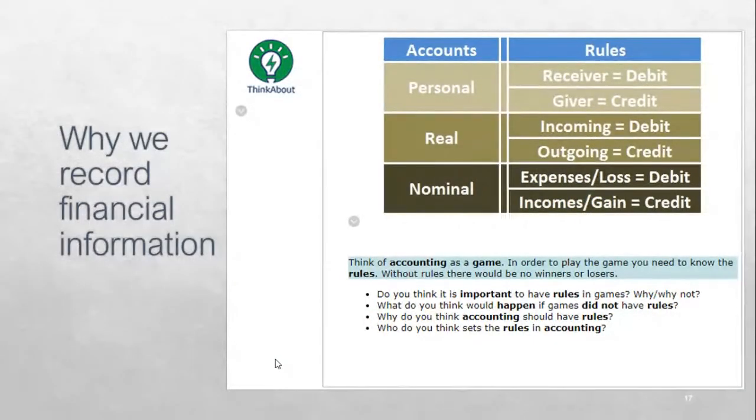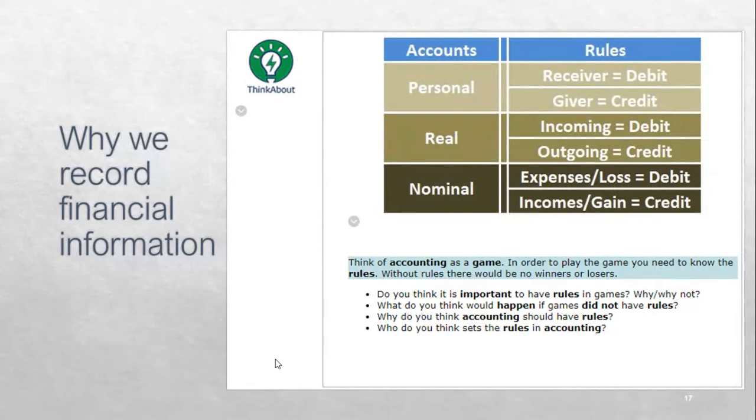Now, why do we actually record financial information? What you can see here, you have accounts: personal accounts, real accounts, nominal accounts. With personal accounts, if you're a receiver, you debit it, and if you're a giver, you credit it. So I pay it or I receive it. If it's real, it's incoming, so it's real money I received: I debit incoming money, I credit outgoing money. And nominal is your income and your expenses. Your expenses or losses are always debited. Your income and your gains are always credited. So these are just some of the rules.